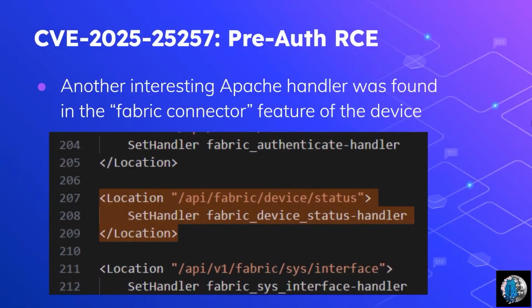So just like before, we start from the Apache configuration. Another interesting Apache handler was found in the Fabric connector feature of the device. Again, I don't know what Fabric connector is. I'm a hacker. For me, it's input-output. But as you can see here, they use the location directive and the set handler directive to assign a specific handler to a specific route. So let's see what is implemented in that route.